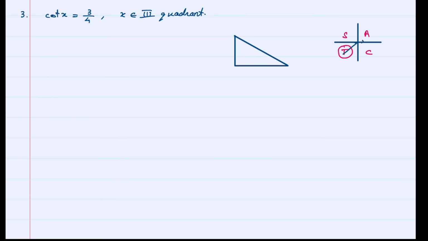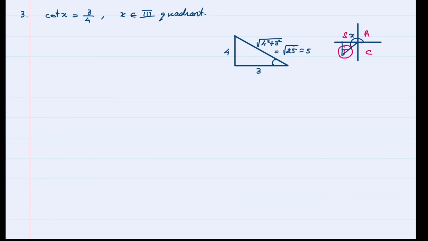Question 3. Cot x is 3 upon 4 and x lies in the third quadrant. We know that in the third quadrant, only tan and its reciprocal cot are positive, other 4 trigonometric ratios will be negative. Here x is a third quadrant angle. We are drawing a right triangle which is in the third quadrant. Cot is adjacent side by the opposite side. We will calculate the hypotenuse using Pythagoras theorem. It is 16 plus 9, under root 25, which is 5.